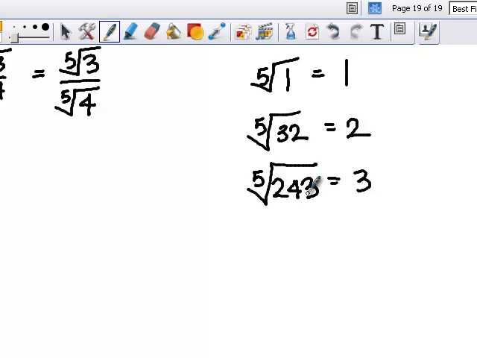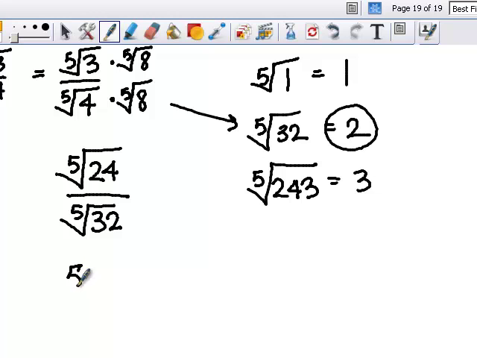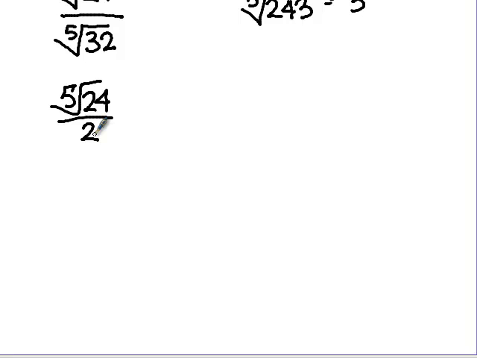Okay, now stop there because if you notice this 4, I can multiply it by a fifth root of 8 to get that one because 4 times 8 is 32. And so I'm going to multiply the top by that as well. So now the top becomes fifth root of 24. And the bottom becomes fifth root of 32. And I know that the fifth root of 32 over here has a whole number. And so now we have the fifth root of 24 over 2.